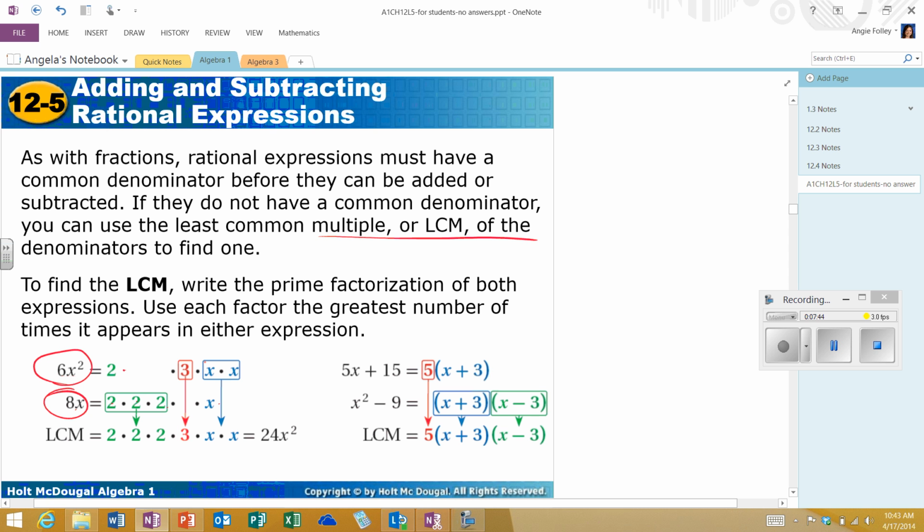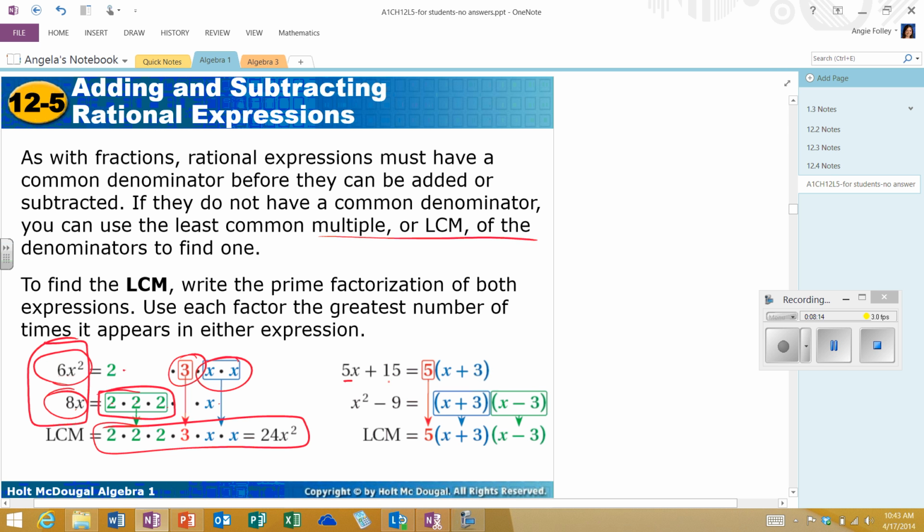And then to get the least common multiple, you take basically everything that is used. So I need to use 3 2's. I know I have to use a 3 from up here, and I need to use 2 x's. So my least common multiple is 24x squared. Basically, the least common multiple is the smallest value that both of these can be divided into evenly. Okay? Now, with polynomials, it's a little trickier.